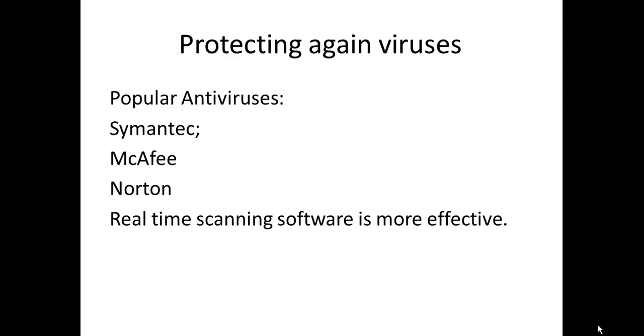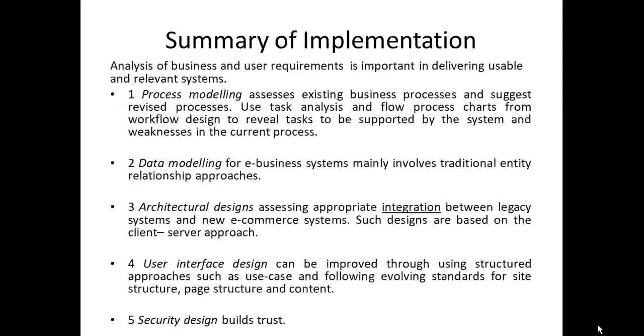Now, these are some of the key aspects that you need to consider when you're dealing with implementation of an e-business strategy. You need to think about process modeling. You need to think about data modeling. You need to think about architectural designs. You need to think about user interface design. And you need to think about security design. Right? You probably need to read more about this in your own time. Process modeling, data modeling, architectural designs, user interface design. And I'm sure about security you are more aware of the issues around that.